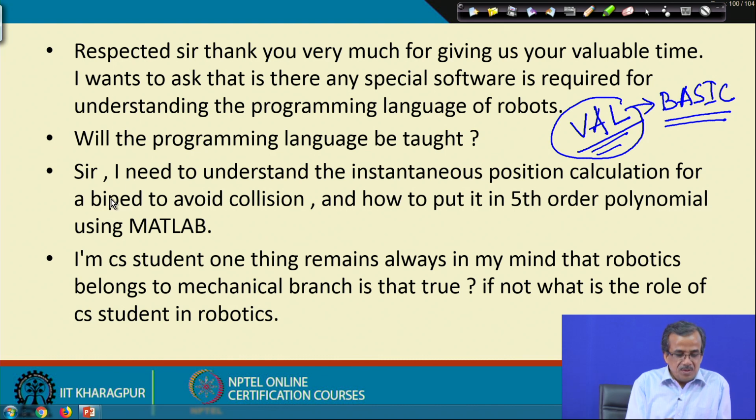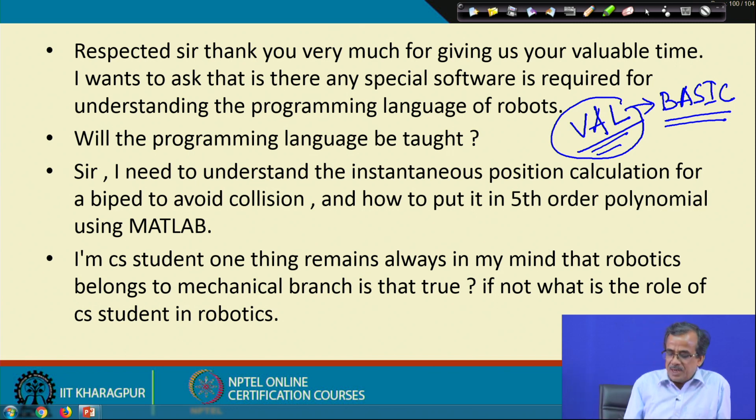The next query is: sir, I need to understand the instantaneous position calculation for a biped to avoid collision, and how to put it in a 5th order polynomial using MATLAB. Now, if your biped robot is going to avoid collision while walking, this robot should be intelligent and autonomous enough. The robot should be able to collect information of the environment online, and it should be able to take the decision as the situation demands.